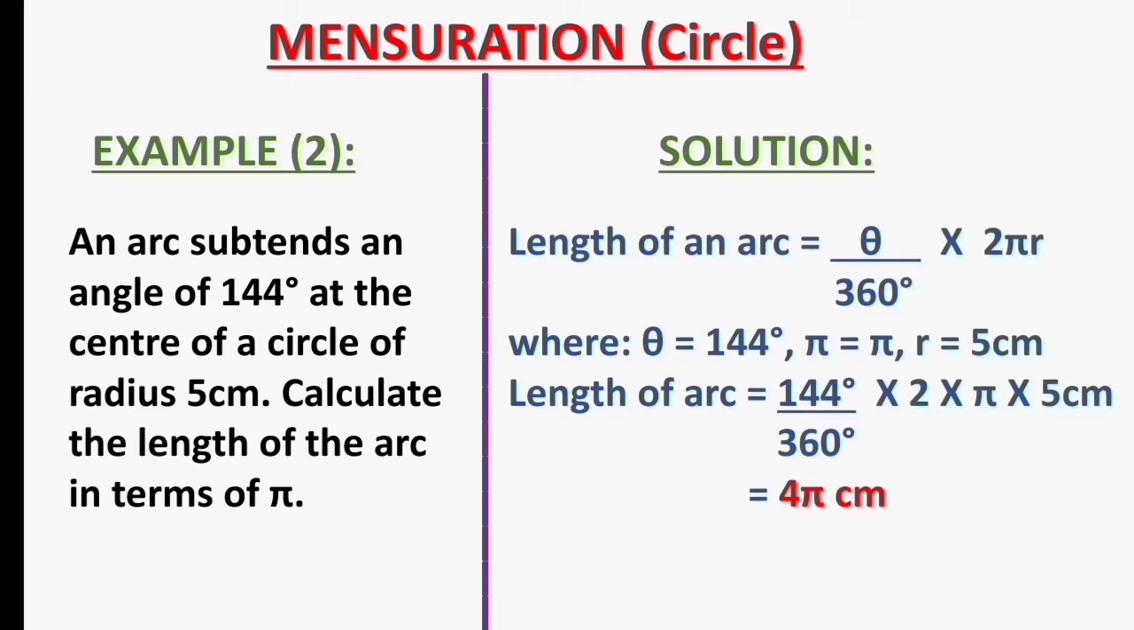In this question, the angle theta is 144 degrees. The question says, calculate in terms of pi. That means that pi remains pi. The radius in question 2 is 5 centimeters. Substituting these values into your formula for length of the arc, the answer to question 2 is 4 pi centimeters. The length of the arc in question 2 in terms of pi is equal to 4 pi centimeters.